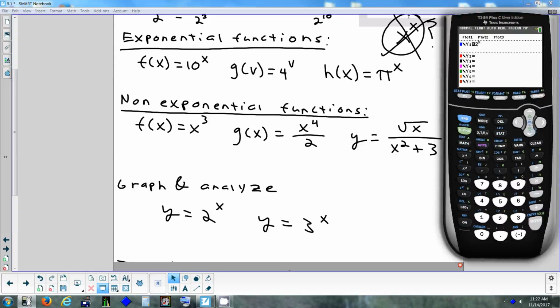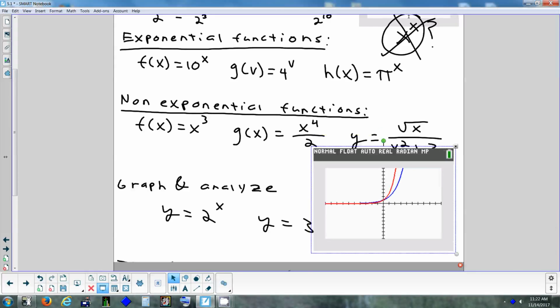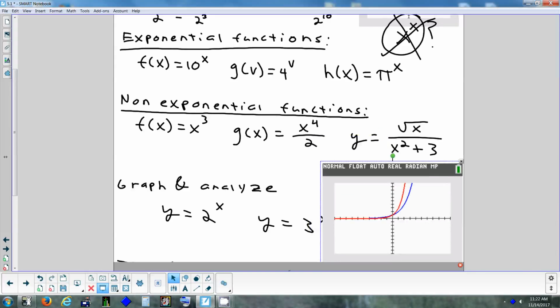Okay, I already have 2 to the x. 3 to the x. Okay, they both look the same as you go to the left. They're kind of getting closer and closer to 0. But after you cross the y-axis, you can see that 3 to the x starts curving up quicker. And they cross each other right at the point 0, 1.